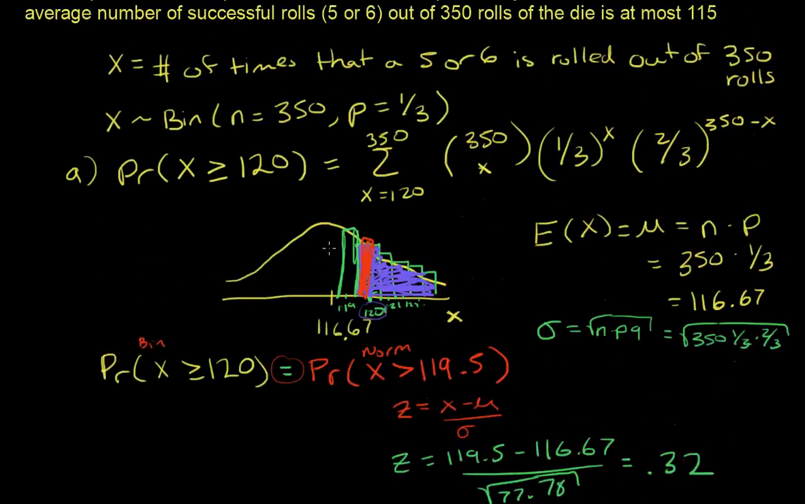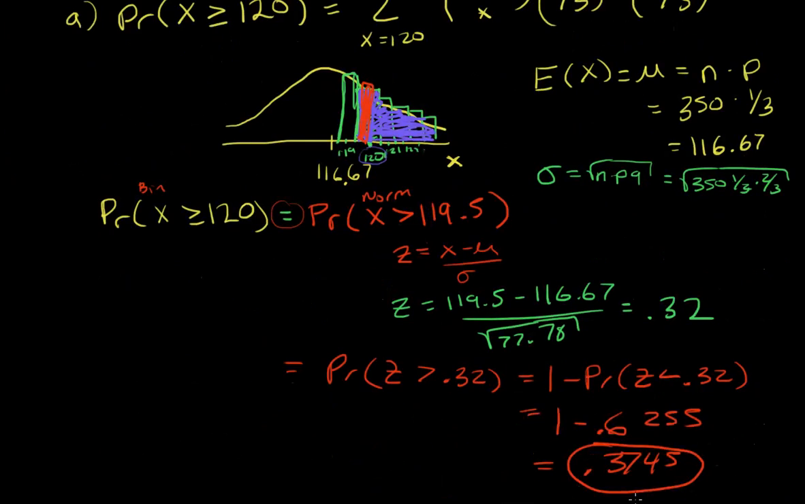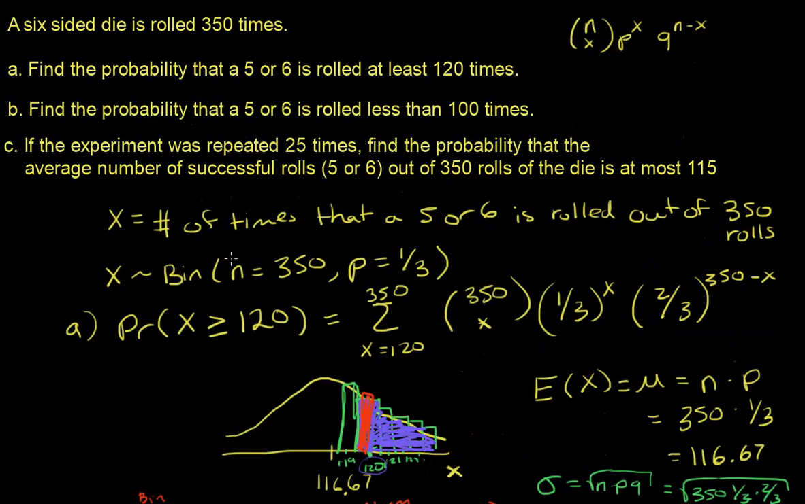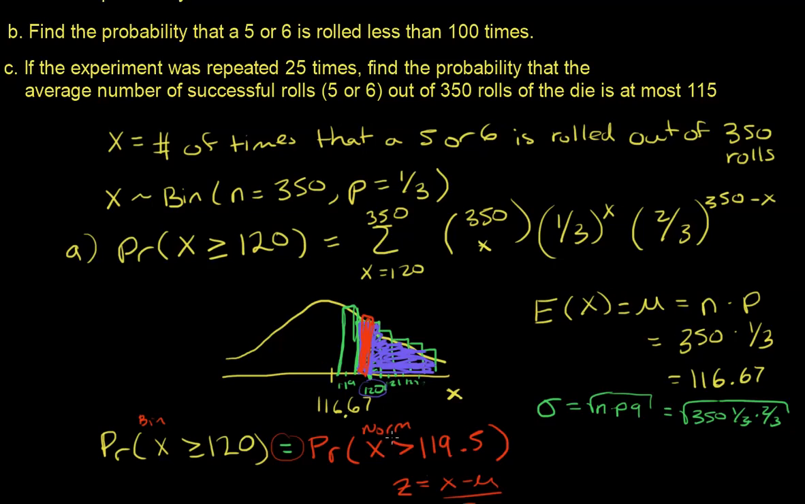So the probability that you roll a 5 or a 6 at least 120 times is 0.3745. All right, so now let's switch this up. That one was at least 120 times. Now let's say less than 100 times. By switching around the sign of the inequality, that is going to change the way we do the continuity correction. So let's talk about how that changes things.